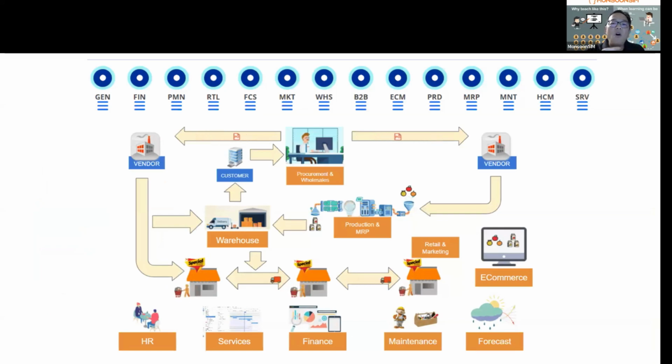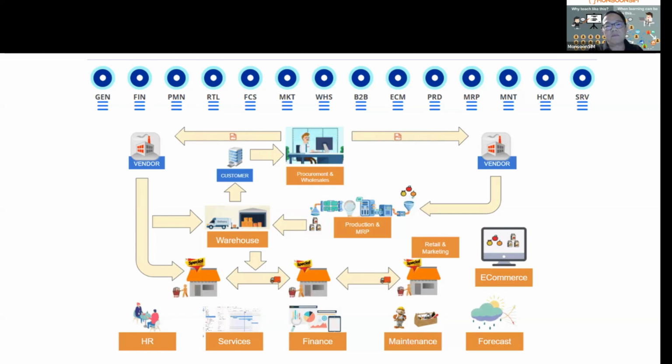Now, if you turn on all the modules in MonsoonSIM, we have the finance module, the procurement module, the retail module, the forecast module, the marketing, warehouse and logistics, the wholesale B2B, e-commerce, production, material requirement planning, maintenance, human resource, and service management. So if you turn on all the modules in MonsoonSIM in a game, then you have such a model, right?